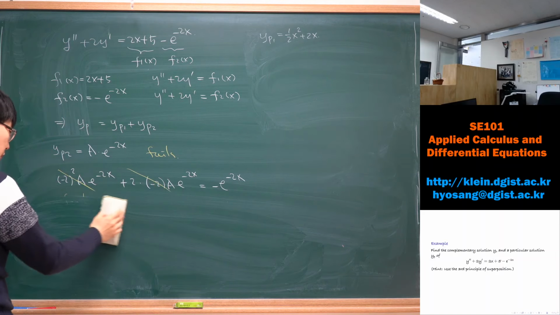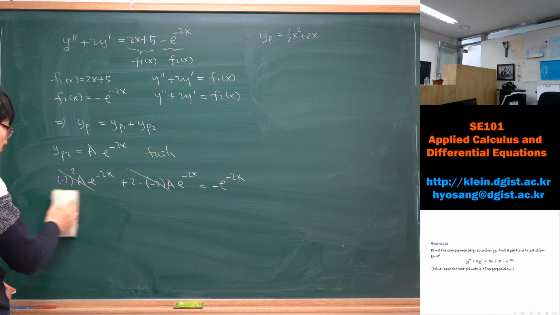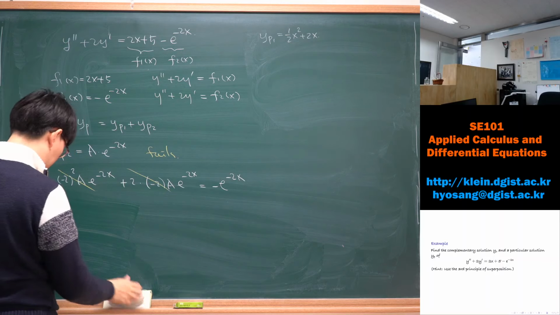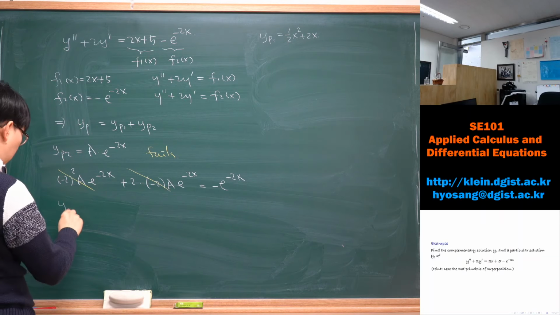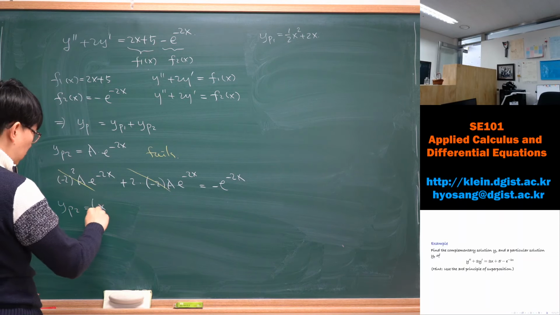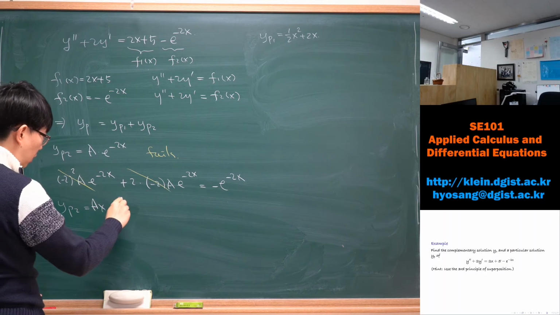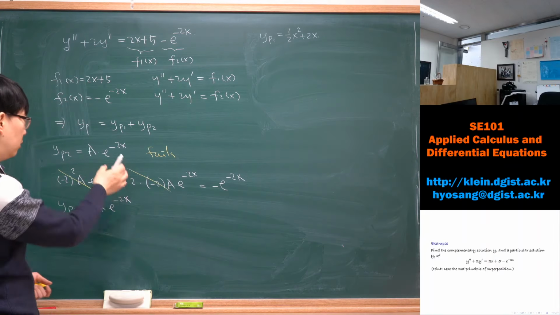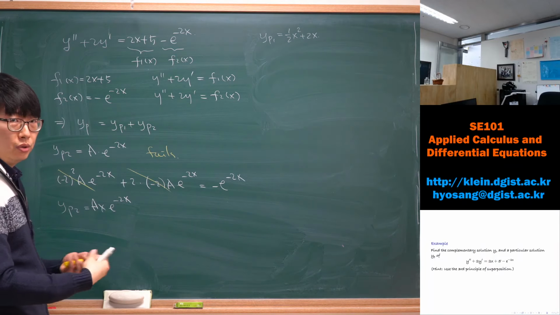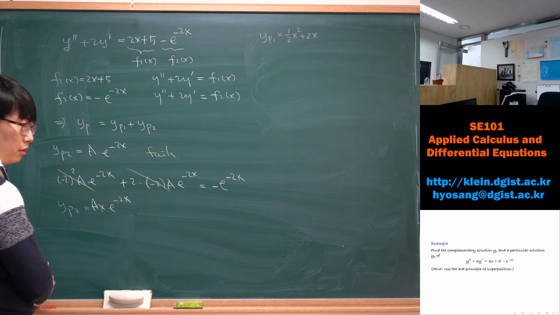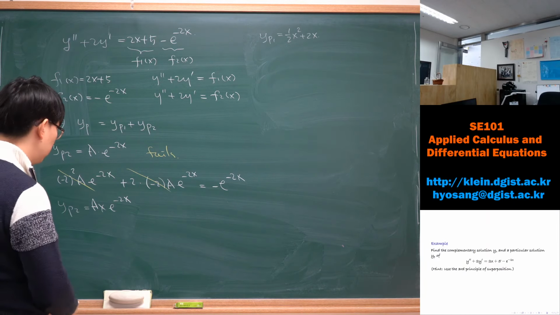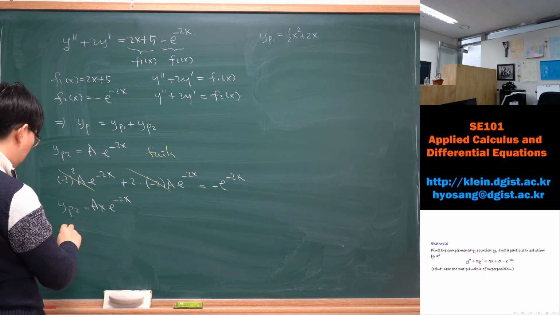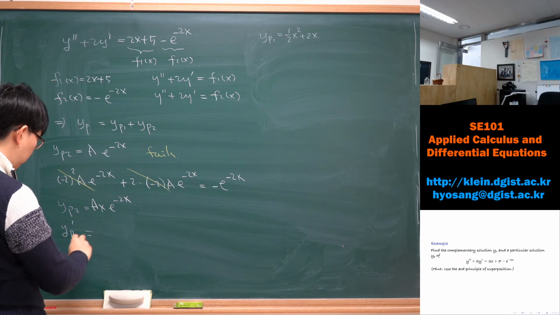So what do we do when we fail? You multiply x. So you start with a new guess, a times x e to the negative 2x. You always multiply x, regardless of which type of function you choose for the guess. Just apply x when you fail.